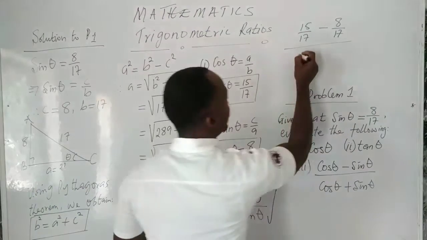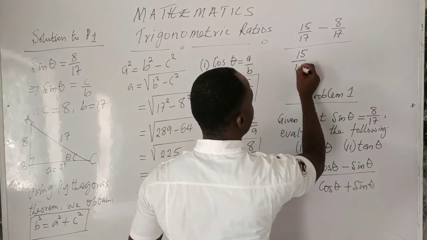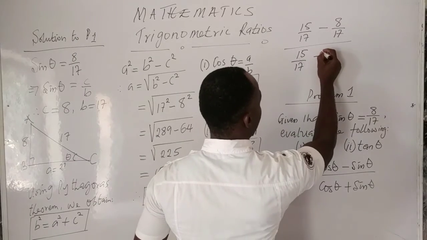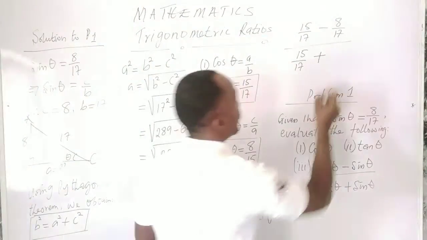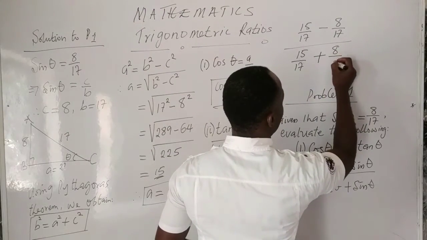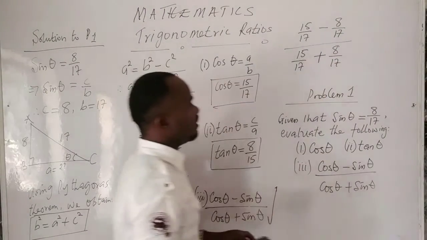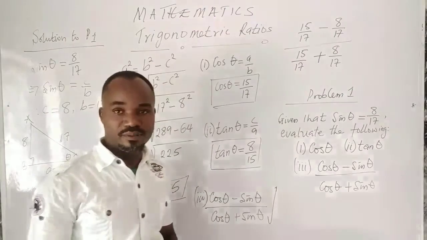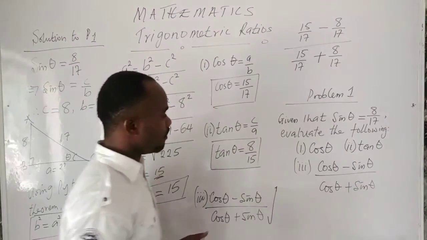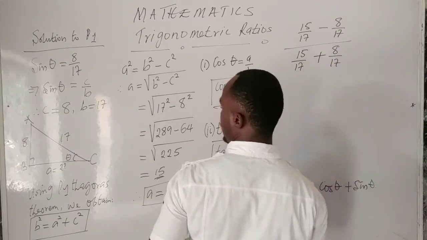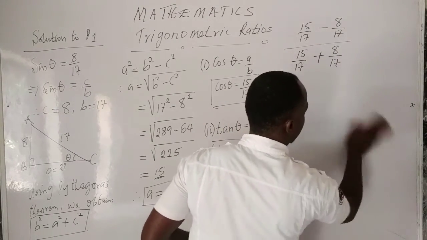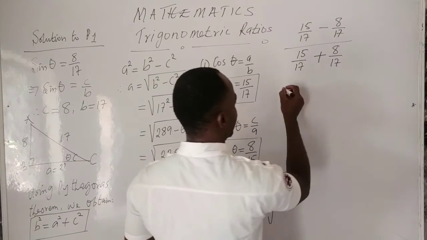Cos theta again, we maintain 15 all over 17. This time around we have plus sin theta, which we maintain as 8 all over 17. Simple bodmas rule. Okay, we now have to clean this.